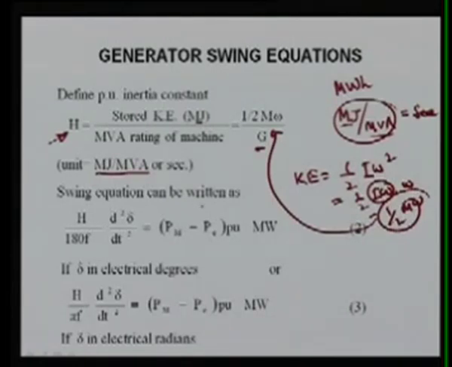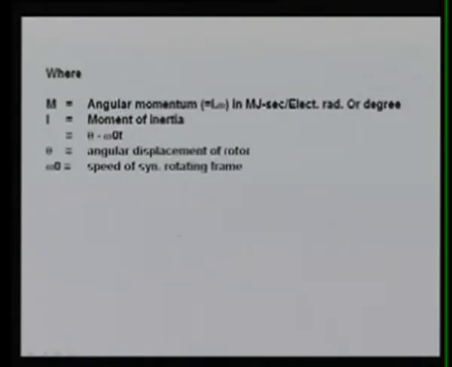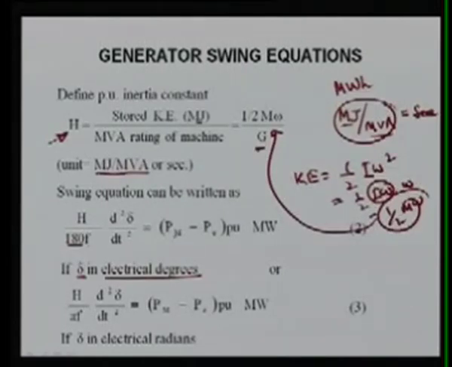So the swing equation can be written in terms of H. If you are using delta in electrical degrees, then it is H over 180 f naught times the second derivative of delta with respect to time, equal to the mechanical power minus the electrical power in per unit.